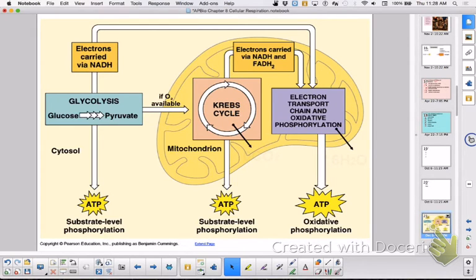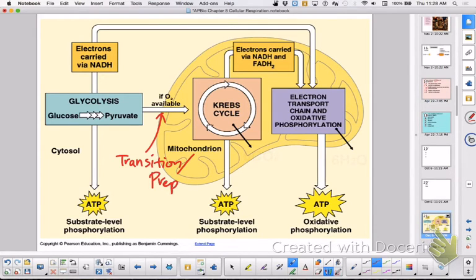Good. And when we are done, we will have these 2 pyruvic acids, and if we have oxygen available to us, we're going to transition. This step right here, if O2 is available, is called transition or the preparatory reaction. And we're going to move on into the mitochondria. Now, we have these NADs that we made. Reduce some NAD and make some ATP.